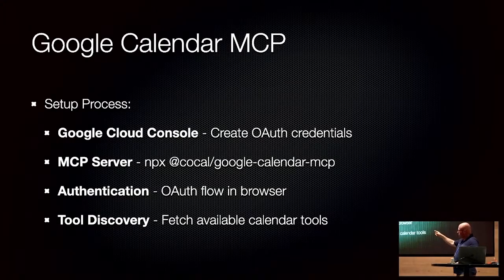The authentication, I have a script that I ran. I actually had AI help me write the script because that wasn't something that I'm super familiar with. And so it does the OAuth flow in the browser. So I ran the script, clicked the link that the script generated, told it I was okay with it talking to the calendar, and then the script did the rest of the work. And so it put the credentials on my computer, and then the MCP server knows how to access those and can talk to Google Calendar. And then the tool discovery, where you just fetch the available calendar tools.